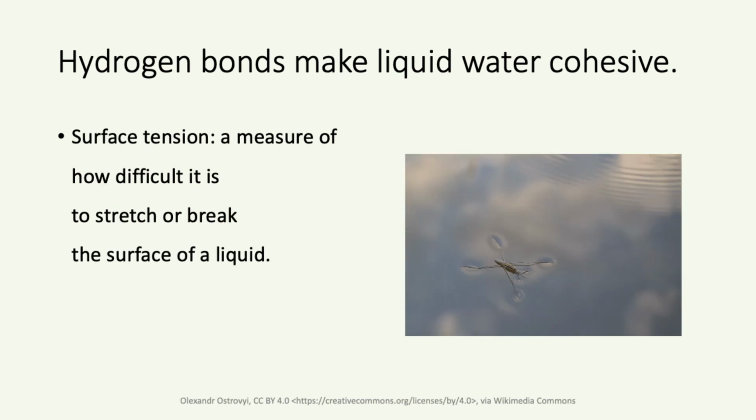Surface tension is a measure of how difficult it is to stretch or break the surface of a liquid. Hydrogen bonds give water unusually high surface tension, making it behave as though it were coated with an invisible film. Cohesion creates surface tension and helps water to move from plant roots to leaves.